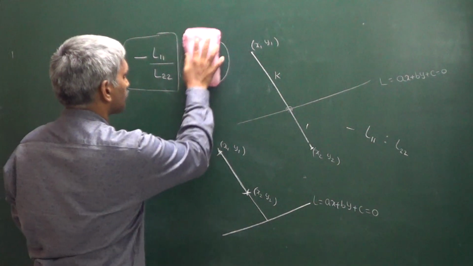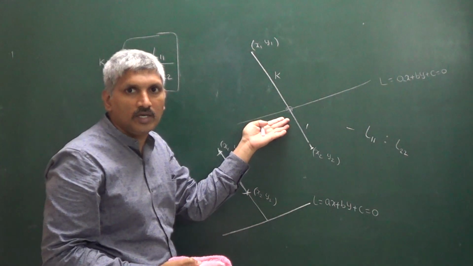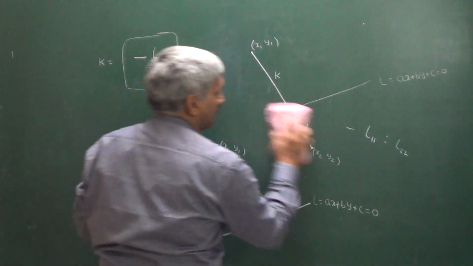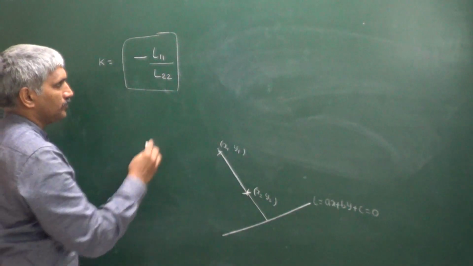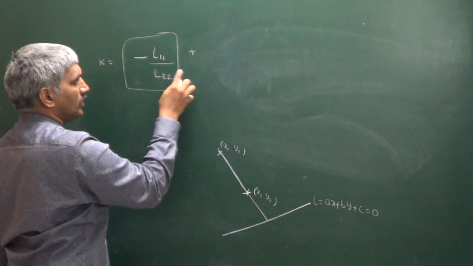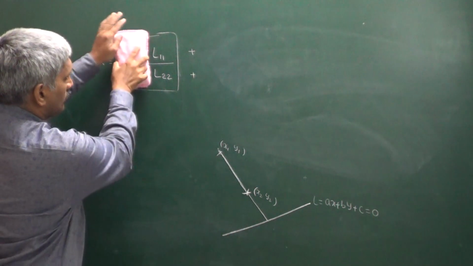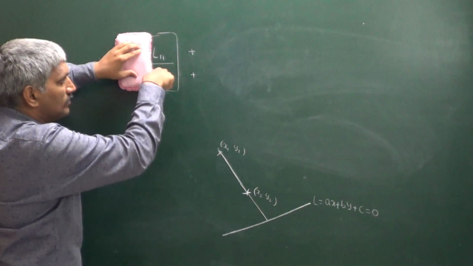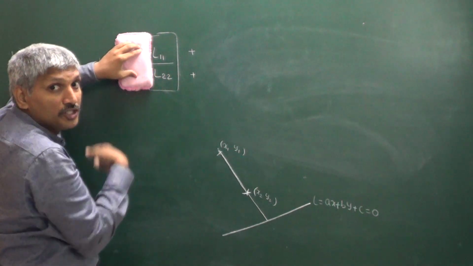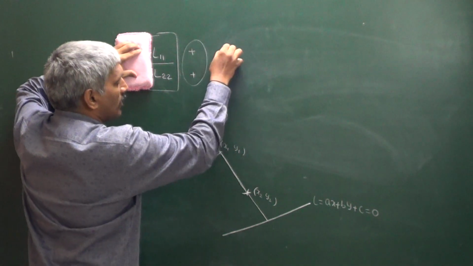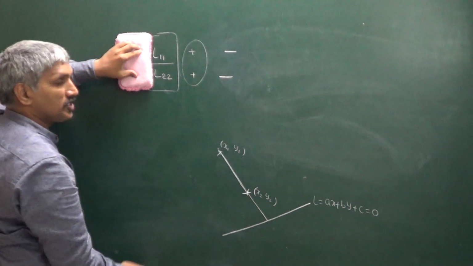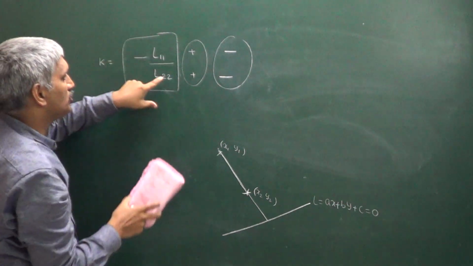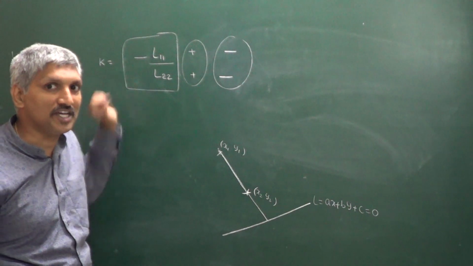Next case, what happens? So this case discussion is over. L11 and L22 have opposite sign, then for this line the two points are on opposite sides. Again observe here. Numerator also positive, L22 also positive. L11 is positive, L22 also positive, then the ratio L11 by L22 becomes positive or not? Or L11 is negative, L22 also negative, then L11 by L22 becomes positive or not? Now the positive term we are multiplying with the minus, it becomes negative or not?